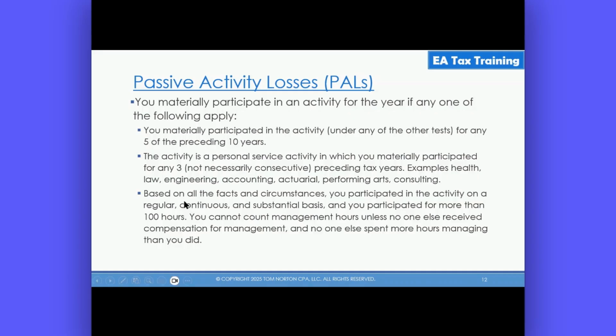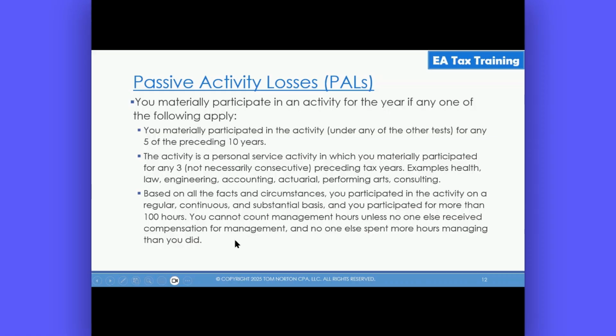And then the last one is the facts and circumstances test. So if, based on all the facts and circumstances, you participated in the activity on a regular, continuous, and substantial basis, and you participated for more than 100 hours, then you can count that as being a non-passive activity. When you're counting up your 100 hours, you cannot count management hours unless no one else received compensation for management and no one else spent more hours managing it than you did.